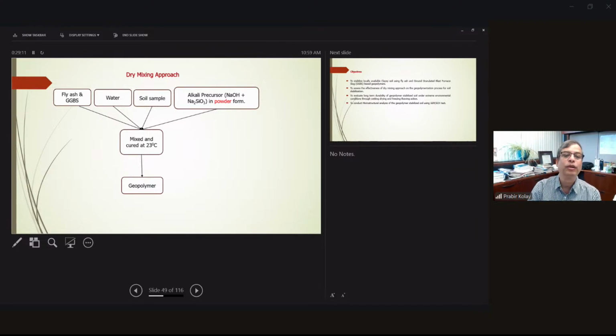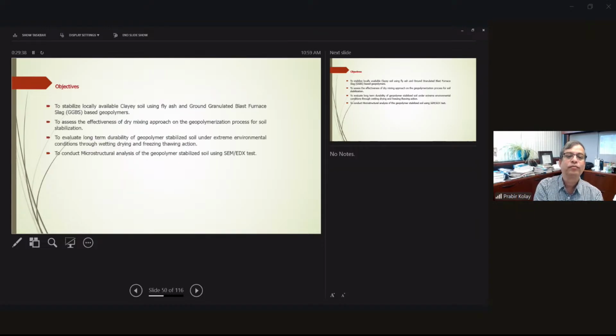So see what happens. We use fly ash, GGBS, water and soil sample, and we ground the NaOH into powder form, and then we add everything together, mix it and cure at normal temperature. So we are not using elevated temperatures, and we see what is happening, using just the heat from the NaOH when we add water to it.